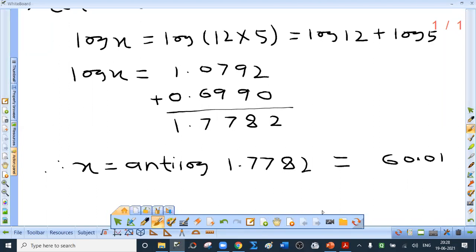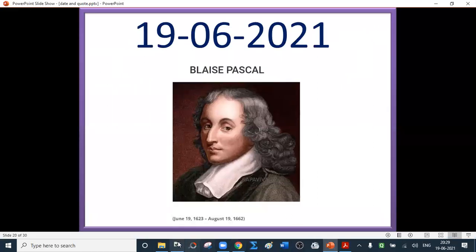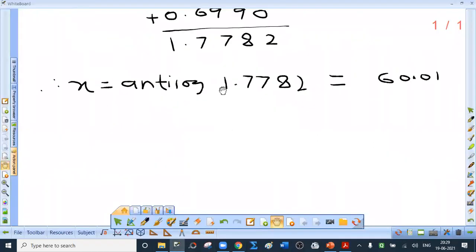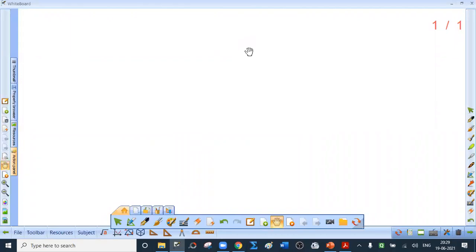Now, don't write this, because we'll be solving difficult sums. Now, I will just write the number and you have to tell me its anti-log value. Okay. Yes, yes, I'm going to explain this again. Don't worry. Oh, I'm sorry. Don't want to see the face of Pascal again.